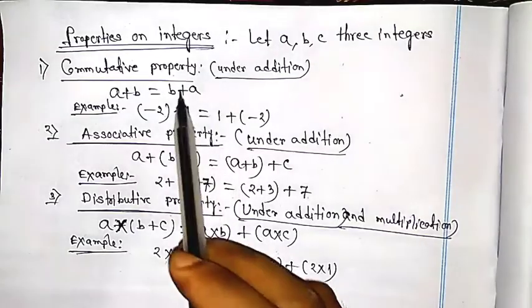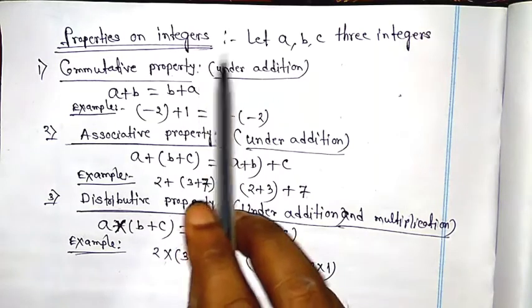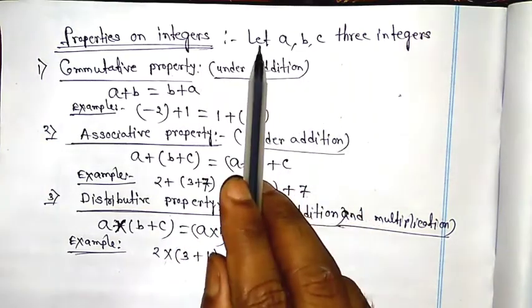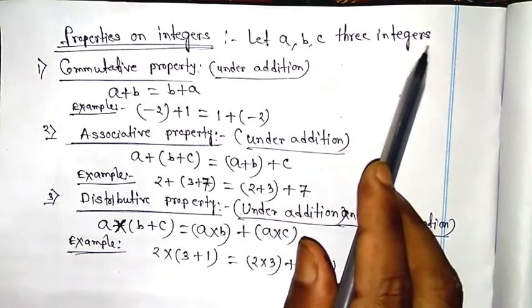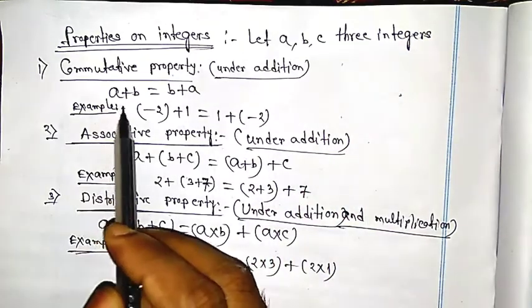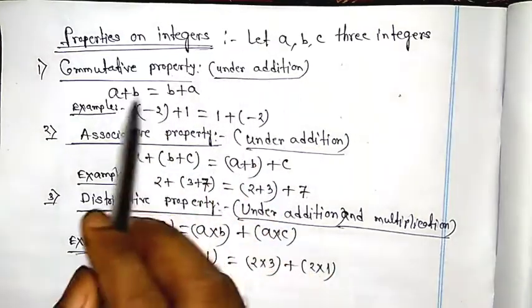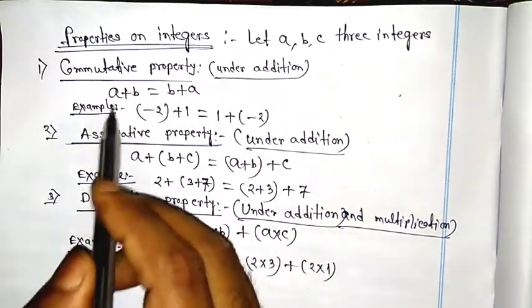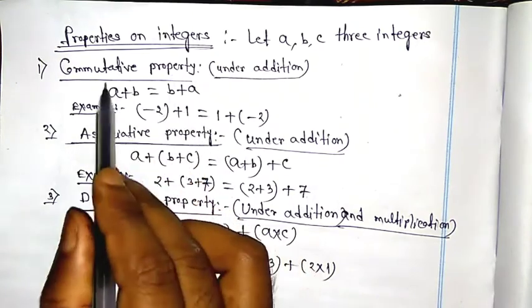Next is properties of integers. To discuss properties of integers, first we take three integers. Suppose a, b, c are three integers. Then the first property is the commutative property under addition. So what is the commutative property? a plus b is equal to b plus a, this is the commutative property.